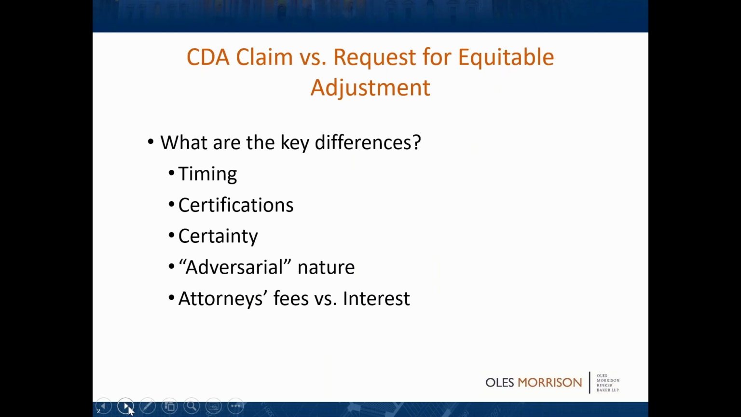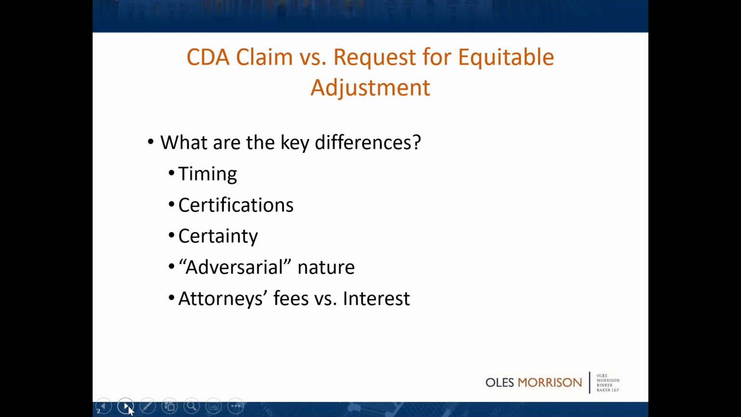So a CDA claim, Contract Disputes Act claim, versus an equitable adjustment, a request for equitable adjustment. I'll give you just a quick overview. A claim is clearly defined in the Federal Acquisition Regulation, what we call the FAR. If you look at FAR 2.101, it comes from a law, a statute called the Contract Disputes Act. Now, the irony is the Contract Disputes Act never defines it, but the FAR does.